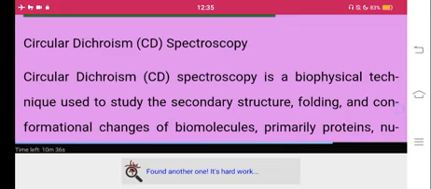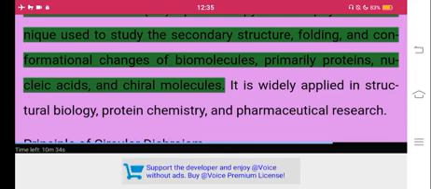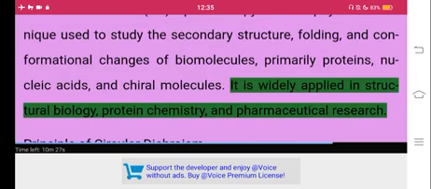Circular dichroism, CD spectroscopy. Circular dichroism CD spectroscopy is a biophysical technique used to study the secondary structure, folding, and conformational changes of biomolecules, primarily proteins, nucleic acids, and chiral molecules. It is widely applied in structural biology, protein chemistry, and pharmaceutical research.